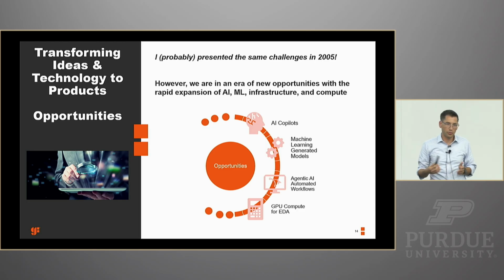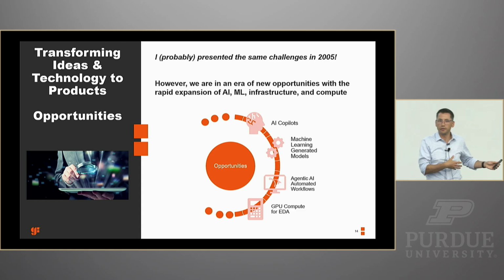So the rapid expansion, of course, of AI, machine learning, infrastructure, compute, you name it, gives us opportunities in this realm that I'm talking about to do much more than we could do before. And that's part of what my team's mission is at Global Foundries, taking these solutions and applying them to these challenges. So if we look, for example, at some of the things that we're doing or looking at, and will be exploring as we go forward or implementing, AI copilots, for example.